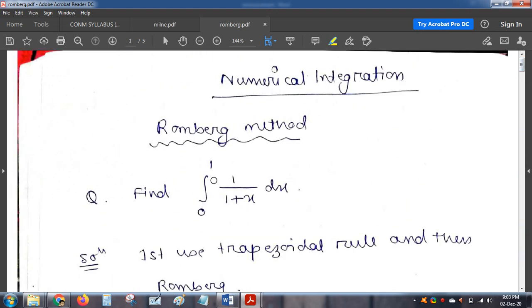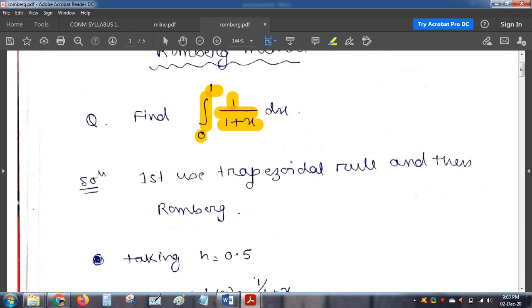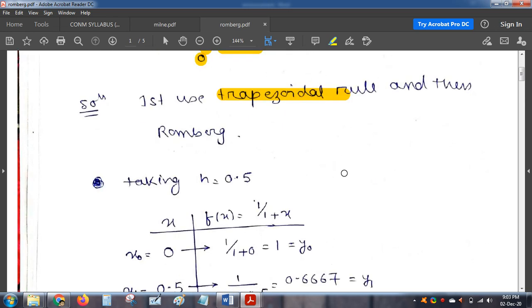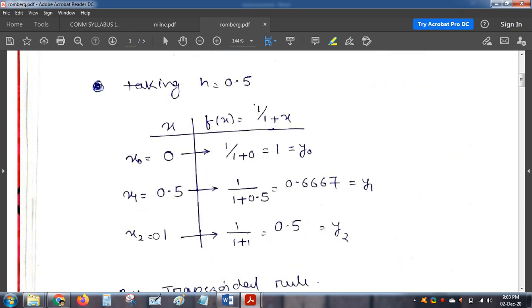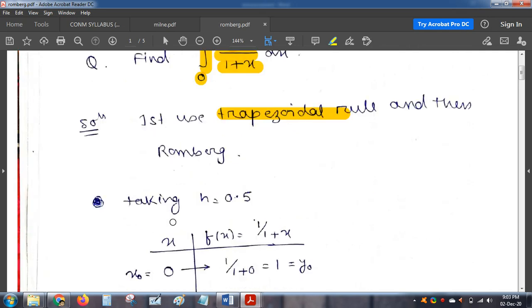Suppose you are asked to find the integration of the function 1 by 1 plus x from the range 0 to 1. So first you will use the trapezoidal rule and calculate your h. So let me take h to be 0.5. If my h is 0.5, then I can reach my final destination, which is 1, from 0 in 2 steps.